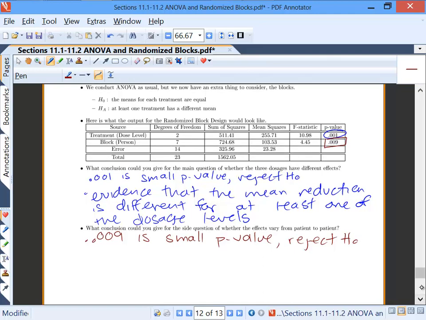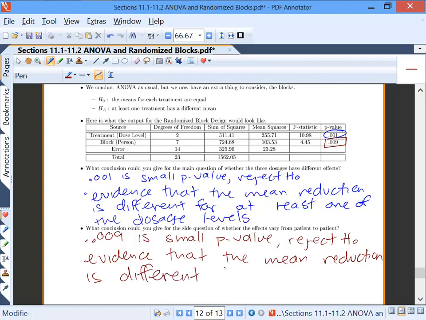Because we reject the null hypothesis, we can say we have evidence that the mean reduction is different for at least one patient. I still can't tell you how many of the patients are different or which patient is different, but we do know that the mean reduction is different for at least one patient.